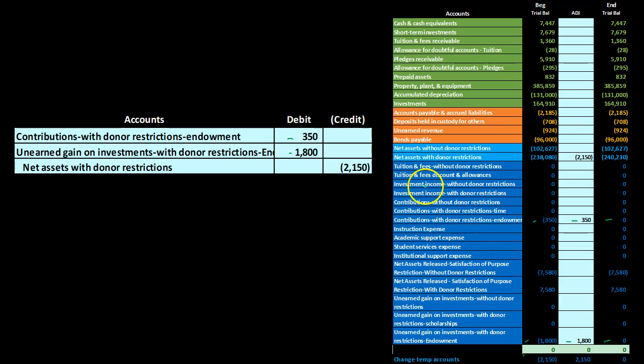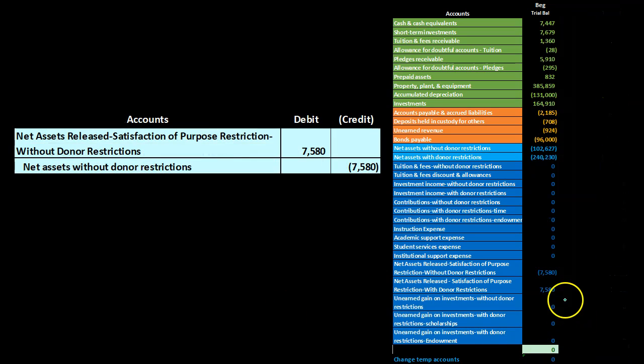The difference then goes to the net assets with restrictions. It has a credit balance. It goes up in the credit direction to the 240,230. Now we just need to take care of those last two accounts, which are the net assets released for satisfaction of purpose restriction without donor restrictions, and the same with donor restrictions. So if we take a look at this, we're going to close out the one first that has without restrictions. It's got a credit balance in it. So we're going to do the opposite thing to it and debit it. And the credit's going to go to the net assets, the one without restrictions.